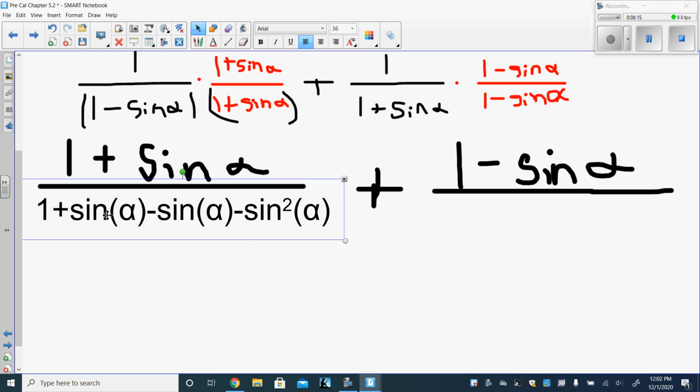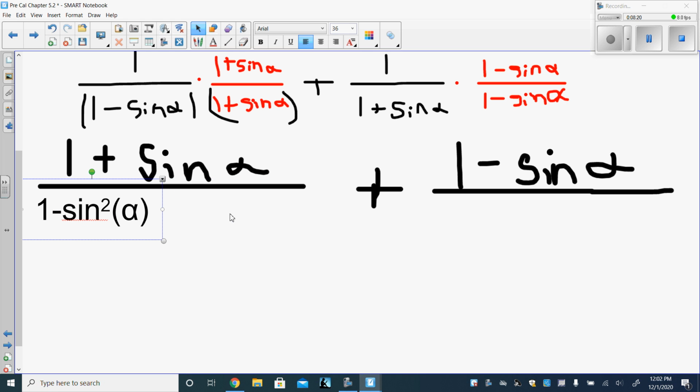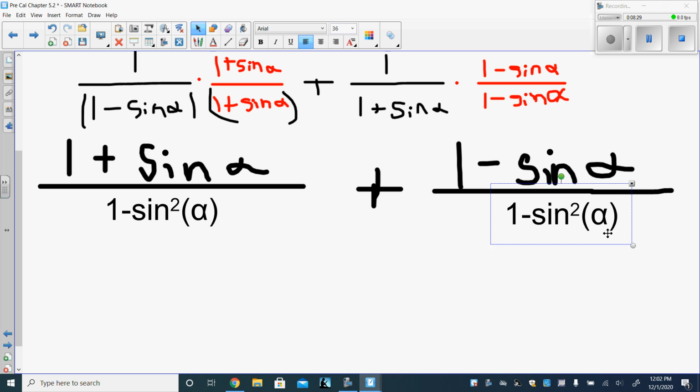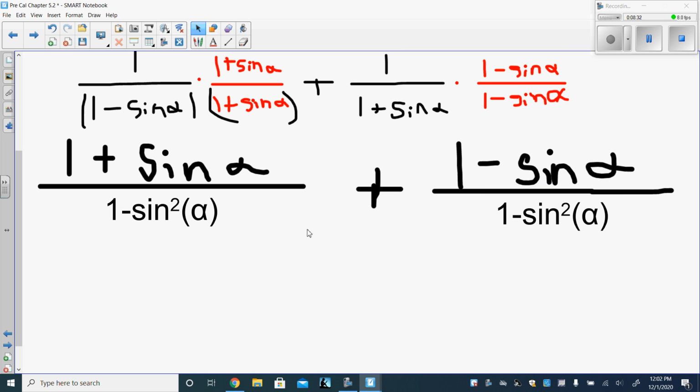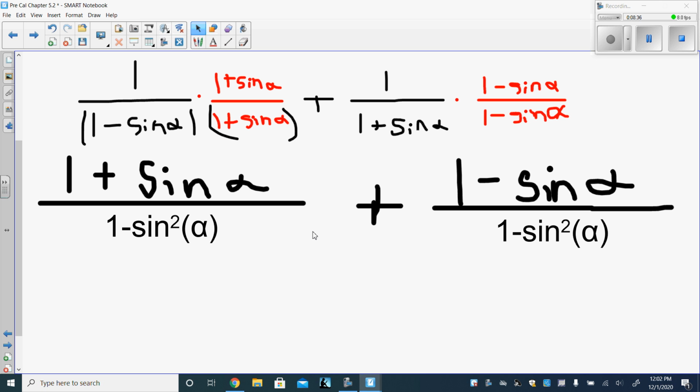Now, this here, what's in the middle? Sine of alpha and negative sine of alpha. These actually cancel out, leaving us with just 1 minus sine squared of alpha. And we would have this on both, because that's what the denominator is going to be. Okay, so that's what we get here. So we have 1 plus sine of alpha and 1 minus sine of alpha on top, and the denominators are both 1 minus sine squared of alpha. Now we can add those two together.